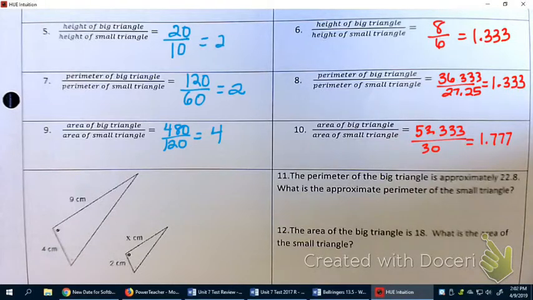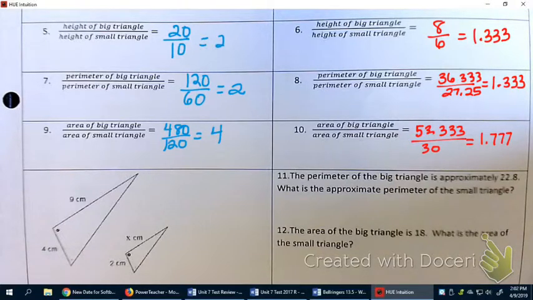Okay. Could it be times 2? Well, take 1.333 and multiply by 2 and see if you get 1.777. You don't. Okay. So what if we square it? What if you take 1.333 and then square it? Do you get 1.777? You do. Okay. So the relationship between the sides and the perimeter are the same. But the relationship between the perimeter and the area is that we have to square the sides or square the perimeter to find the area.